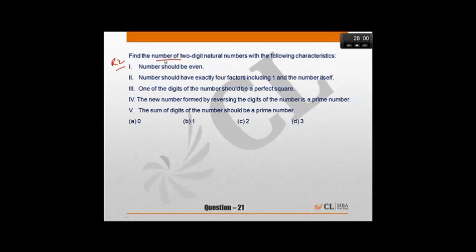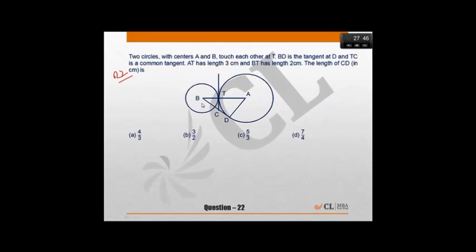Question number 21. Find the number of two-digit natural numbers with the following characteristics. The number should be even. It should have exactly 4 factors including 1 and the number itself. One of the digits should be a perfect square. I'll leave this question, not worth attempting.